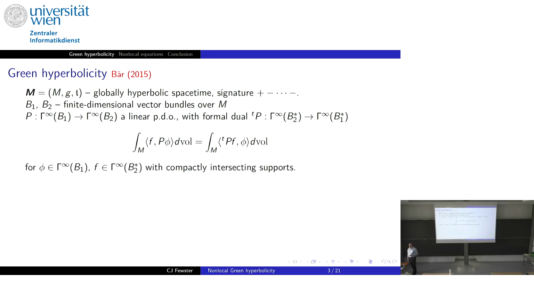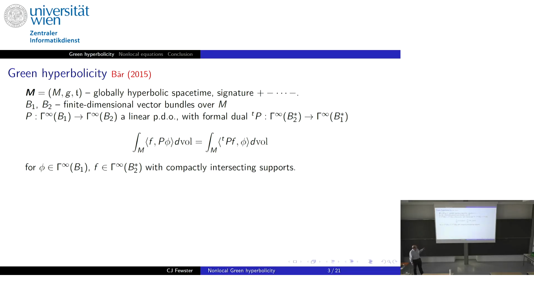This is a theory introduced by Christian Baer a little while ago, and it somehow formalizes everything we already knew about green operators for hyperbolic operators, makes it a bit axiomatic, and actually shows you get all of the analytic information out of some algebraic definitions. So to set the scene, we have a globally hyperbolic space-time. We have maybe some finite dimensional vector bundles over this space-time. And let's start with a partial differential operator. Eventually, we're not going to be dealing with partial differential operators, but we start with one.